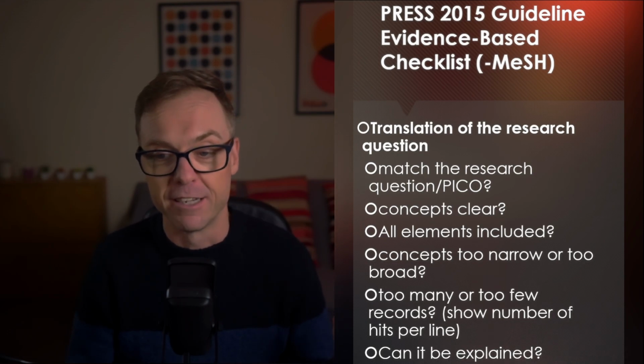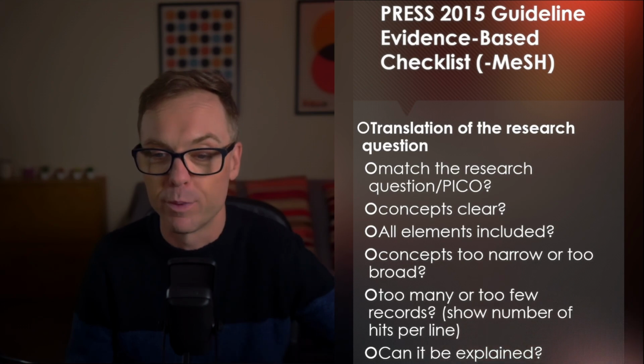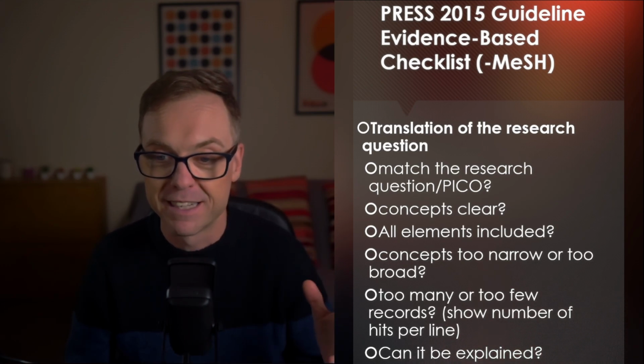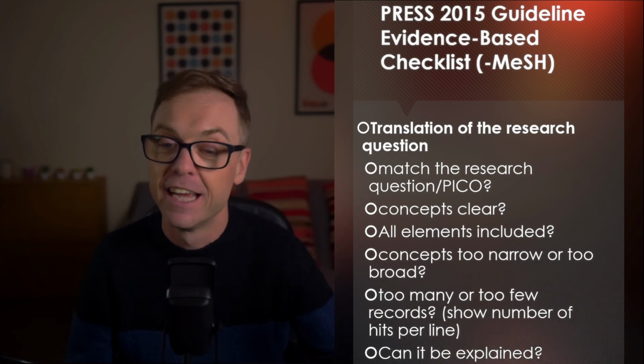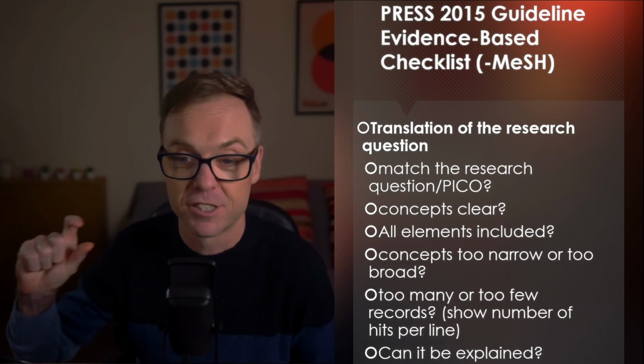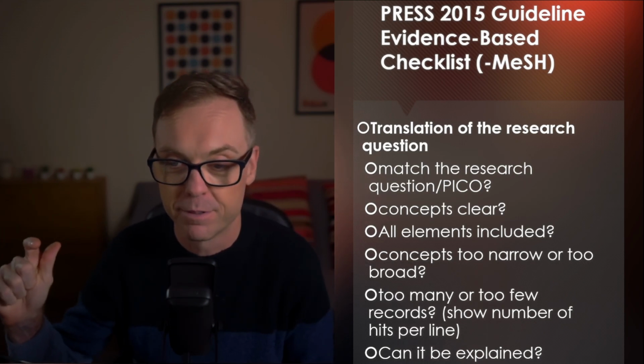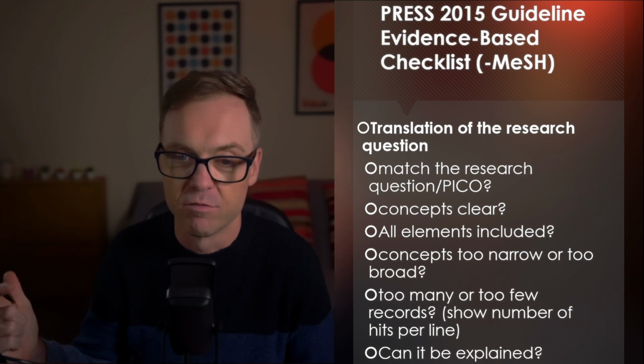Does the search retrieve too many or too few records? And this is why we need to record per line, because if there's any mistakes in there, it's quite easy to see, because if the search isn't pulling up a sensible number of papers, you'll know that something's gone wrong.